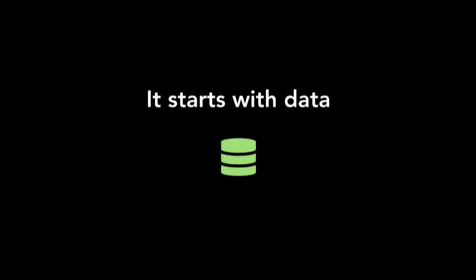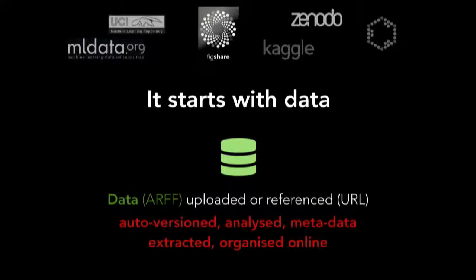Okay, so how to use OpenML? Typically it starts with data. The data can live anywhere, so it can live on your Figshare account or on Zenodo or wherever you want. And you can just tell OpenML the URL. If you want, you can also upload data to OpenML, but it's fine to just give a URL.